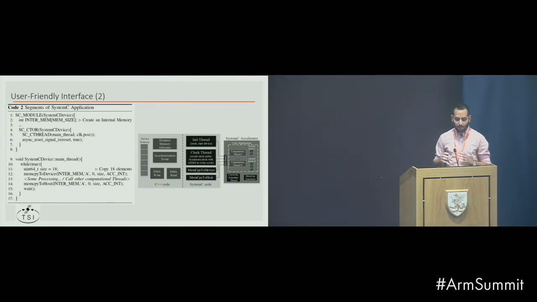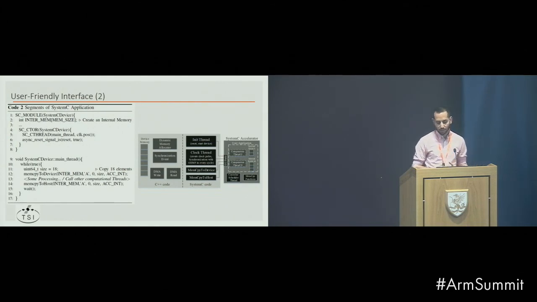In addition, this slide describes some essential segments that should be placed on the custom SystemC accelerator. The first 8 lines can be placed in the header SystemC file, while the remaining lines declare the actual functionality.